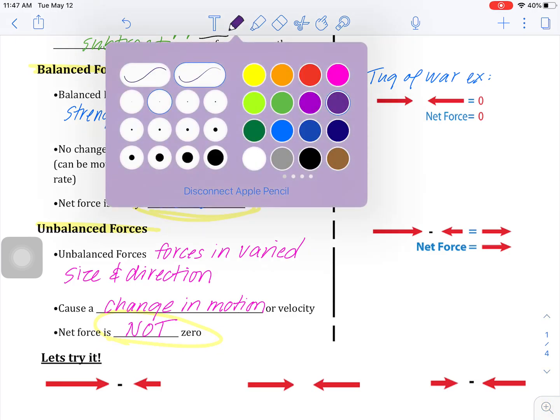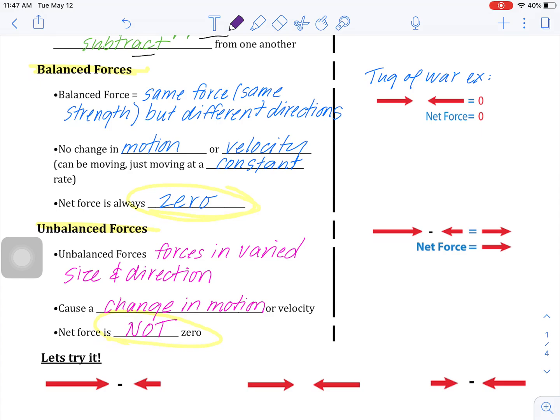Tug-of-war is a really great example for those. If we look at these two arrows, we notice that they're opposite directions, so I know I'm going to be doing some subtraction. And they look the same size, so that means their values are going to be equal. So when I do my calculation of net force, I'm simply going to take 5 minus 5, and that's going to give me a net force of 0.